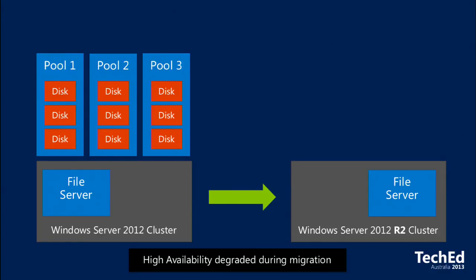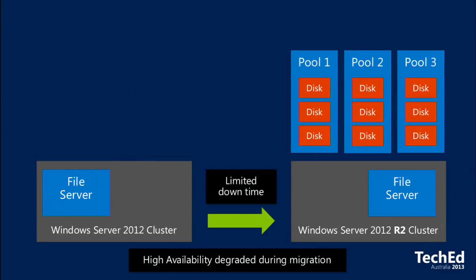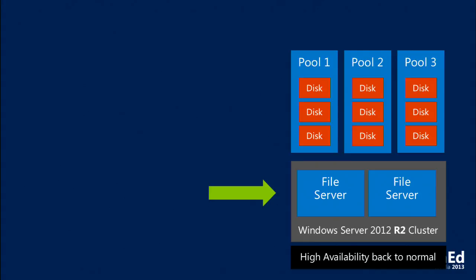So something to consider. I know in-place upgrade is a four-letter word in the server IT world. But we've been doing a lot of testing on this, and time and again, we've seen that doing an in-place upgrade can actually really simplify this process. So you can move the storage across using copy cluster roles, and then your availability is restored.